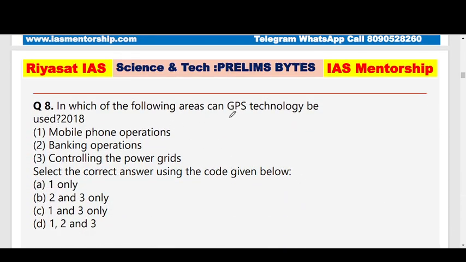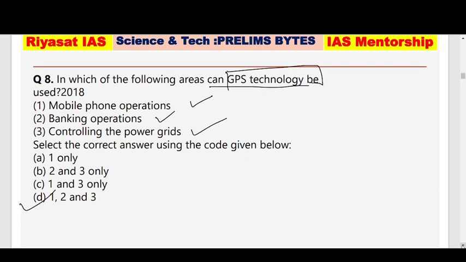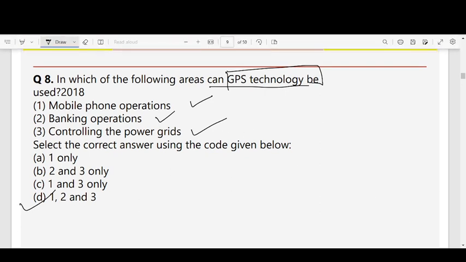Next question: in which of the following areas can GPS technology be used? Mobile phones, yes. Banking operations, yes. Absolutely yes. Controlling the power grids, yes. 1, 2, 3. GPS, global positioning system, is used to find the location. Everything is used. Very simple question.